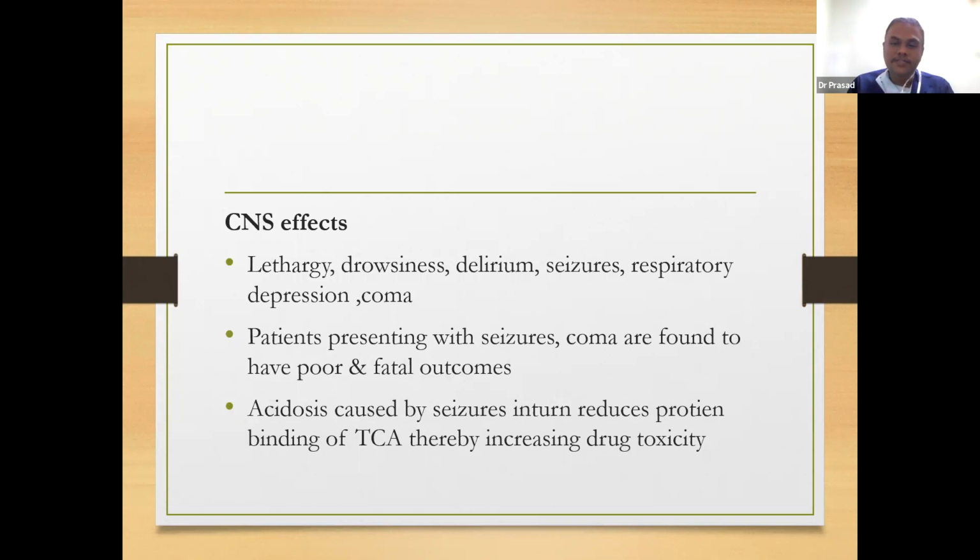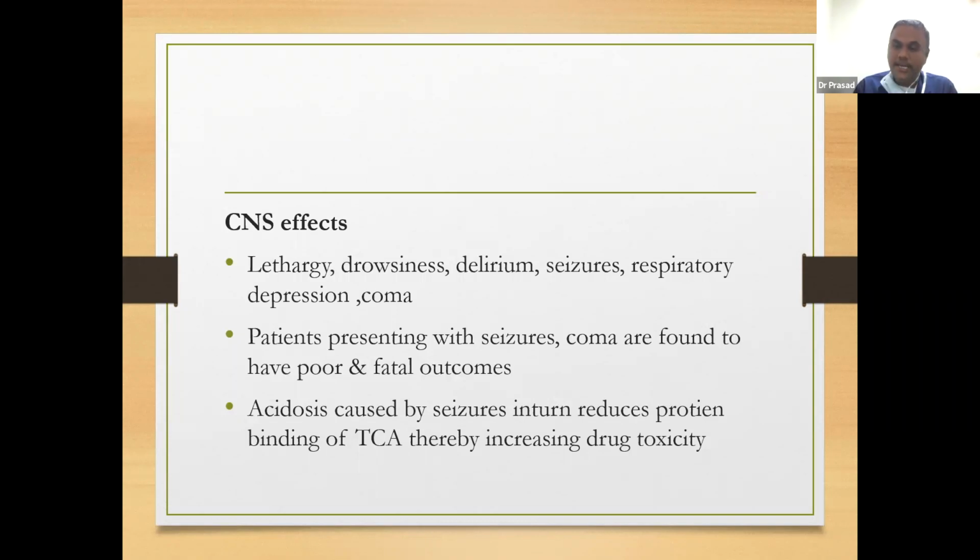Patients presenting with seizures, coma are found to have very poor and fatal outcomes. Acidosis caused by seizures in turn reduces the protein binding of TCA, thereby increasing the drug toxicity that we have already discussed. So please remember these clinical features of anticholinergic overdoses. The main symptoms to look out for in anticholinergic are the sensorium, altered mental status, whether he is in a depression or comatose or stupor or he is having seizures.